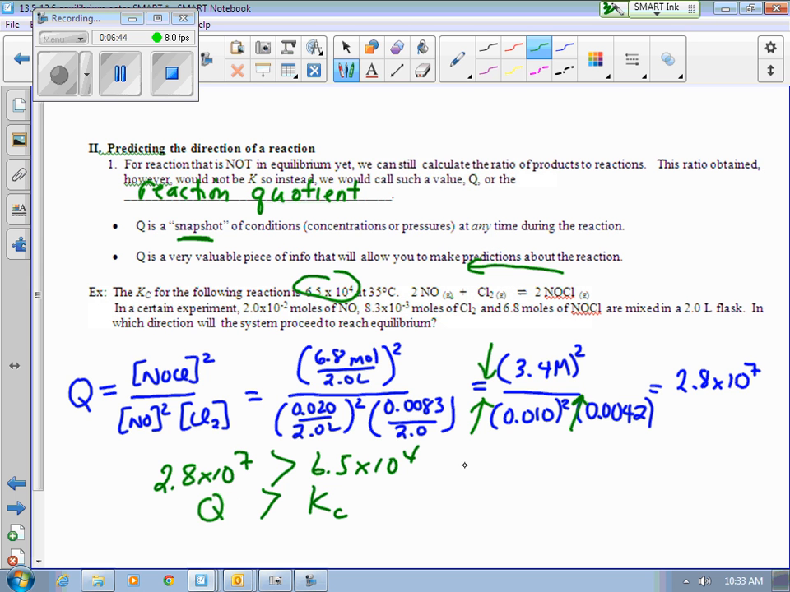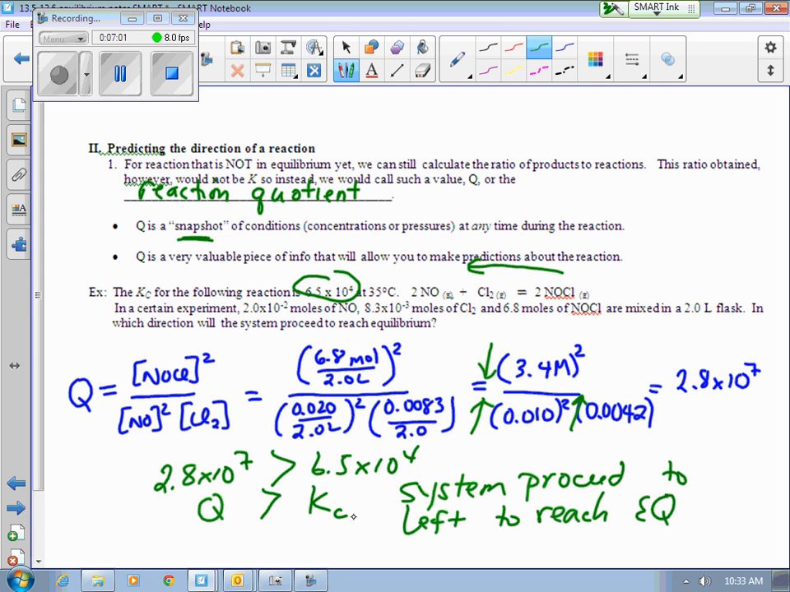So the way we'd answer this question is that the system will proceed to the left to reach equilibrium. It's going to rely on the backward reaction to reach equilibrium. So we're going to lessen the products and increase the reactants so that we can bring that number down to 6.5 times 10 to the 4th. So that's what Q is all about. It's a tool that allows us to predict which direction a system will go to reach equilibrium.